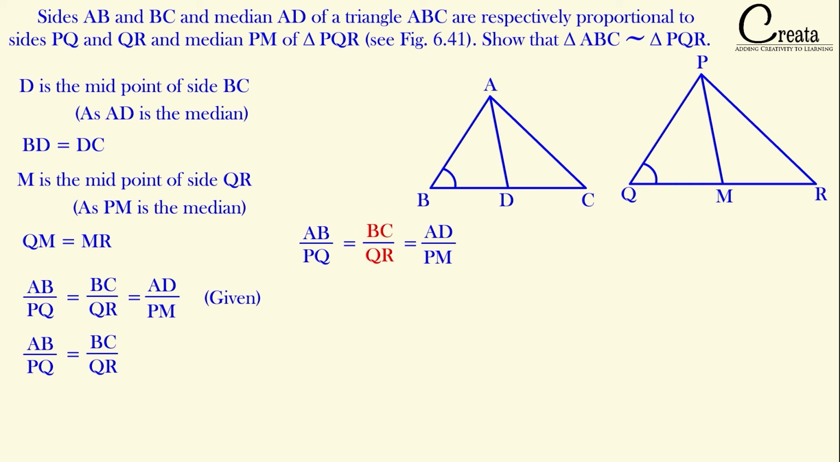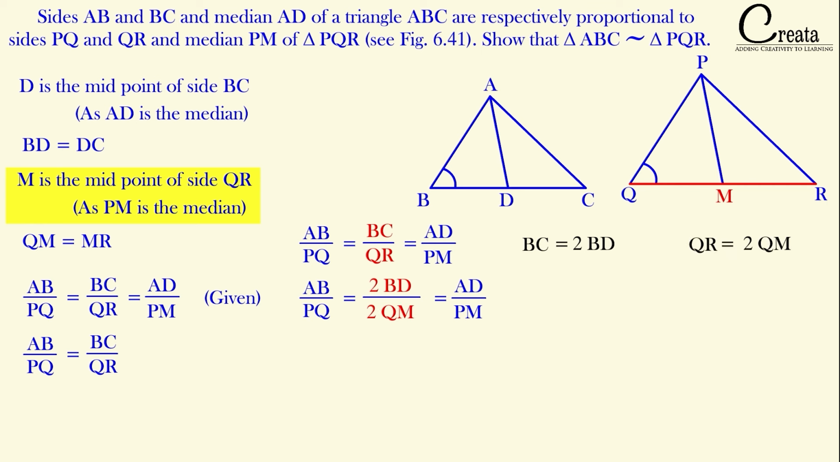In the given equation, BC and QR are given. Here we know point D is the midpoint of side BC. So can we replace the term BC, the side of the triangle, with twice BD? D is the midpoint of BC, so BC will be twice of one of the line segments. That can be BD. So BC will be twice BD. Similarly, M is the midpoint of QR, so we can rewrite QR as twice QM, that is twice one of the line segments, one part of the side QR. Here 2 and 2 will cancel out. We got AB upon PQ is equal to BD upon QM is equal to AD upon PM.